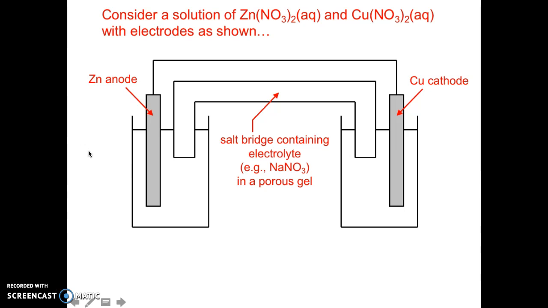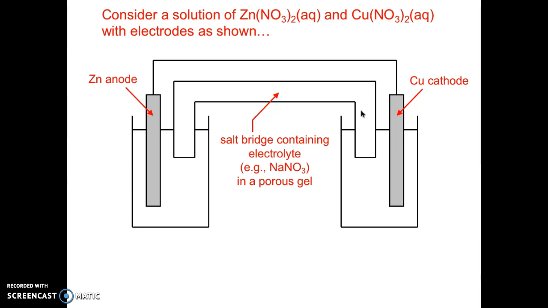How do we create a voltaic cell? So this is what a voltaic cell kind of looks like. You have a solution of zinc nitrate and copper nitrate, and here you'd put your zinc anode, and then you have your copper cathode, right? And then we have what's called maybe a salt bridge, which has some sort of electrolyte, usually like sodium nitrate, it could be some other ones, potassium nitrate, in some sort of porous gel.